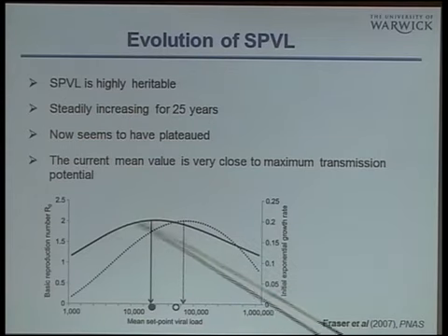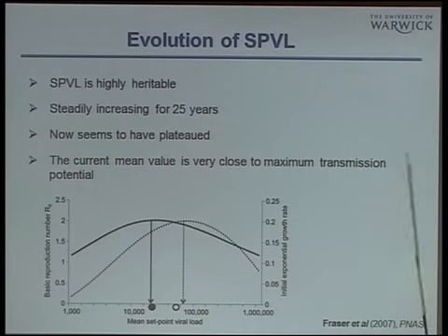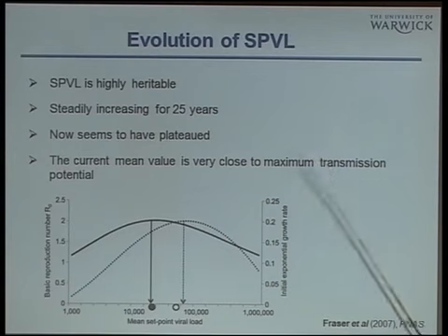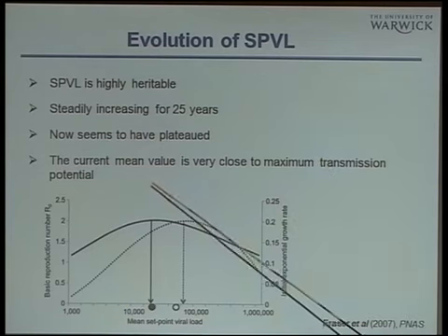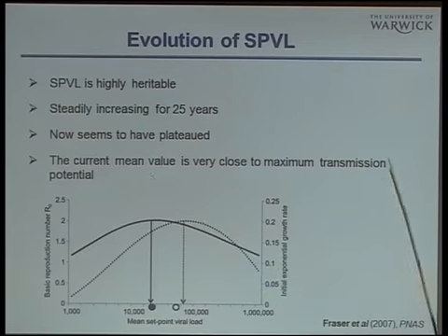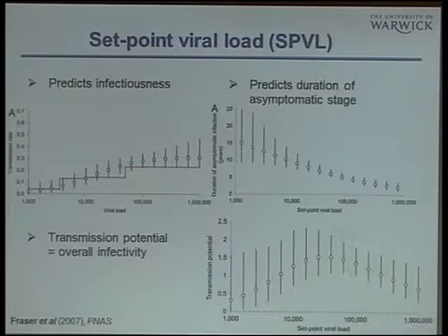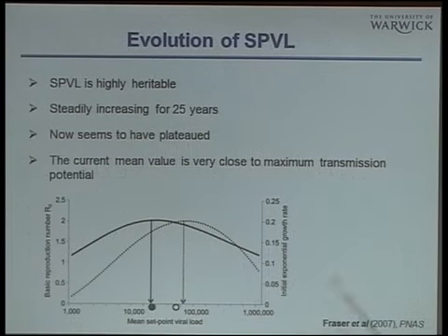So if you look only at the black curve, this would be the distribution of set point viral load seen in the population, I guess. And it seems that the mean value is close to the value that can be theoretically calculated by multiplying these two curves, which would be the one that maximizes the transmission potential. So this might suggest that a set point viral load has evolved in the population in order to maximize its transmission potential.